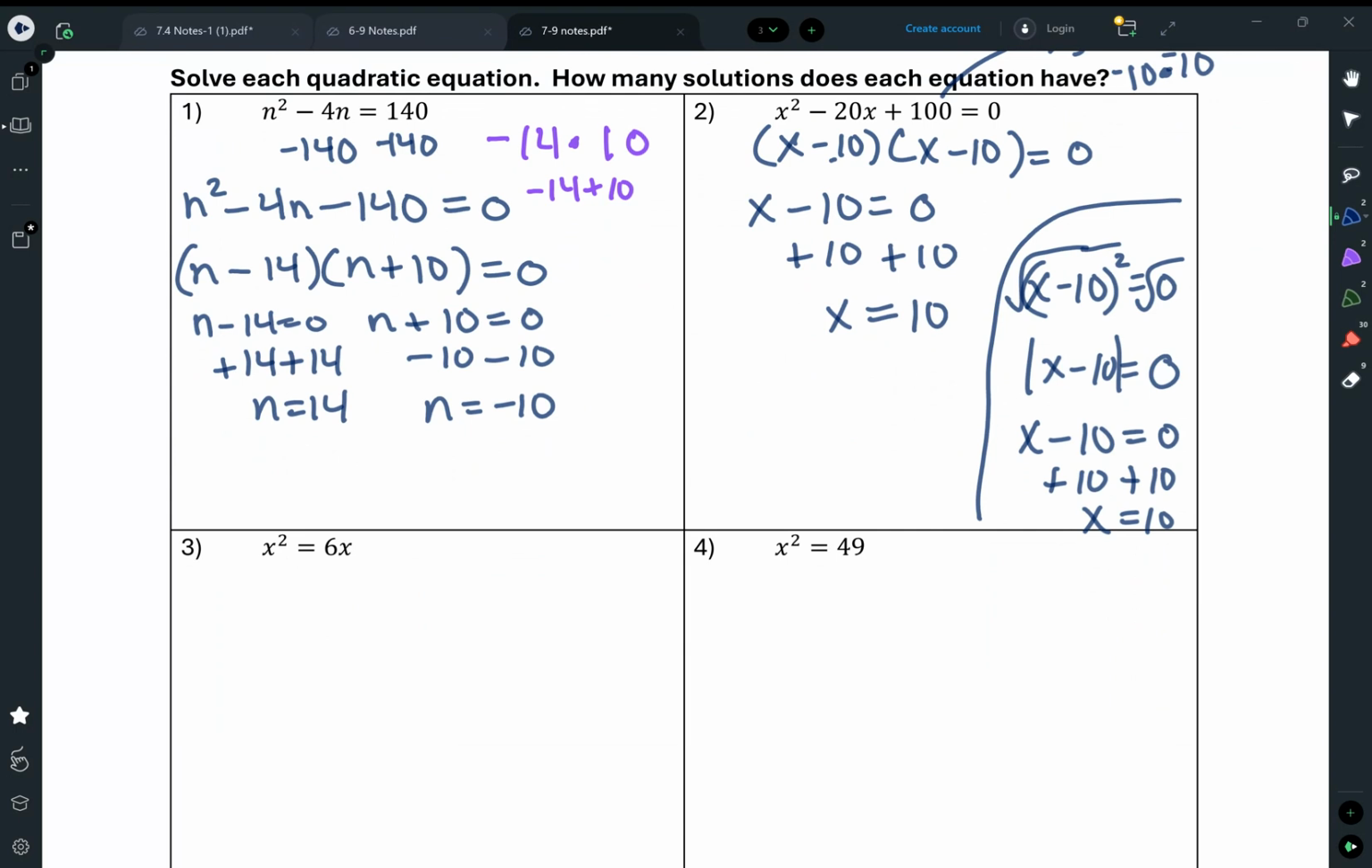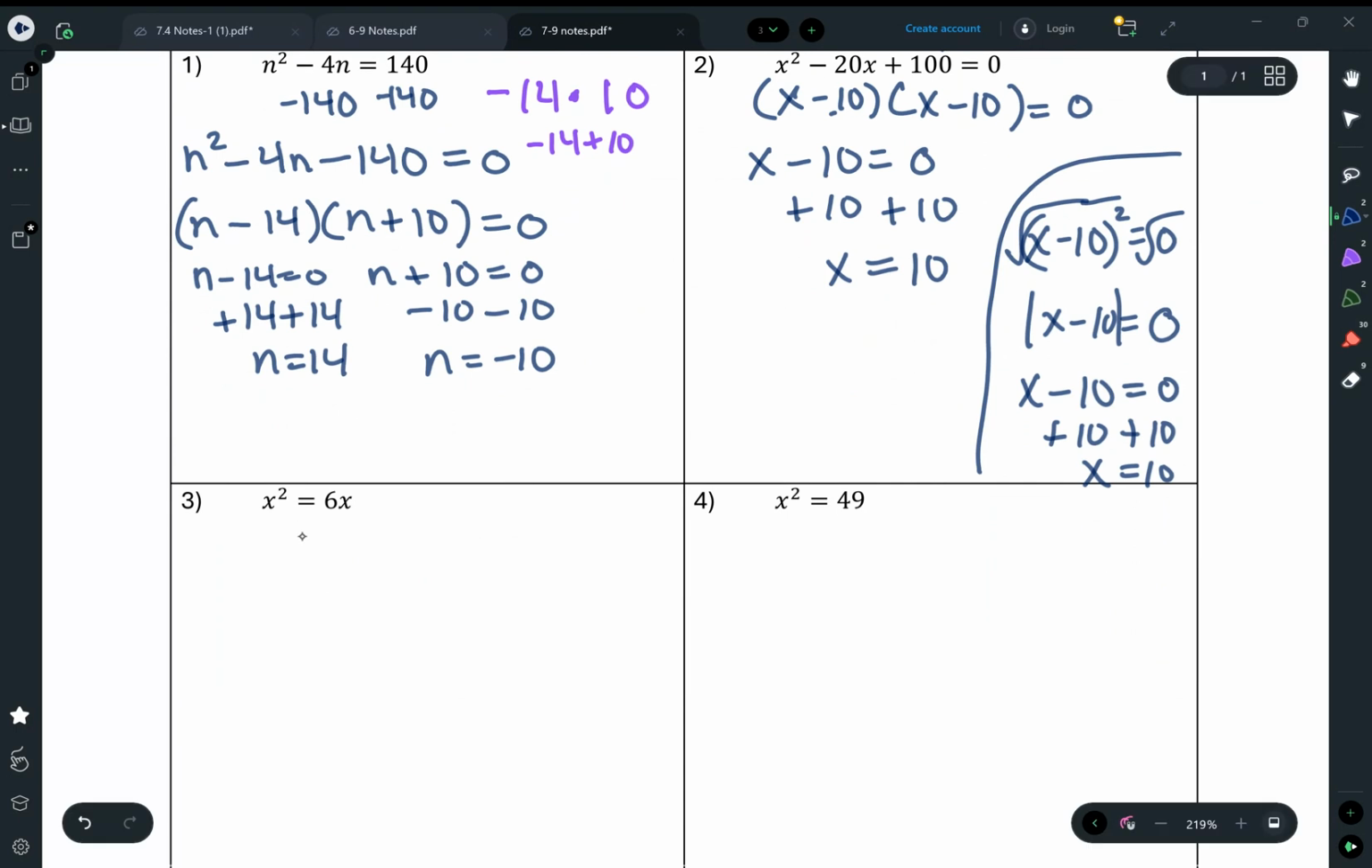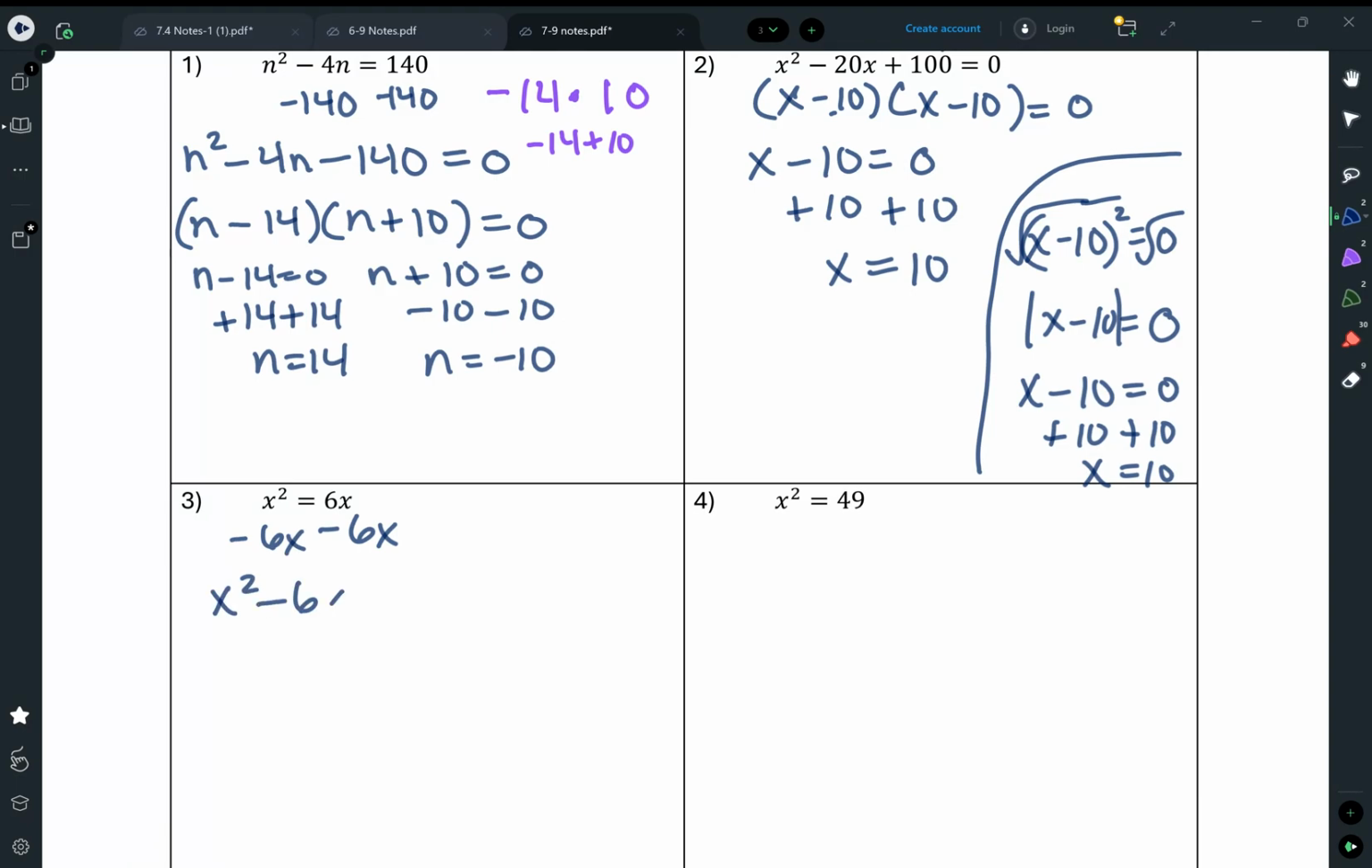So on the next one, I want to make it equal to 0. I'm going to subtract 6x on both sides. And so I have x squared minus 6x is equal to 0. This is a tricky one. There's only two terms. What I notice is that they both have an x. So I'm going to factor x out of both of them.